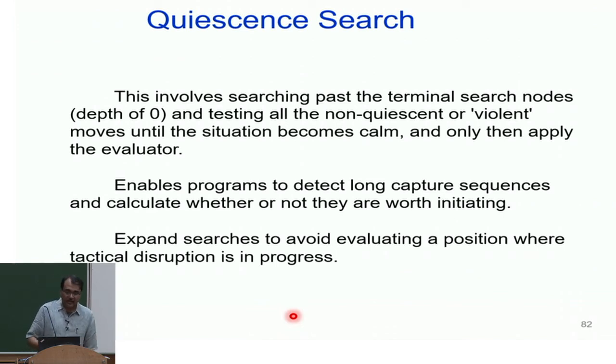So, as the slide says, this involves searching past the terminal state nodes and testing all the non-quiescent or violent moves. Violent moves means that the board is unstable until the situation becomes calm, and only then apply the evaluator. So, you do not have a fixed depth, you have a variable depth based on whether your cutoff is at a quiescent position or not. So, this enables programs to detect long capture sequences and calculate whether or not they are worth initiating. This expands searches to avoid evaluating a position where tactical disruption is in progress, where lots of things are happening. I am killing your pawn, you are killing my knight, I am killing your bishop, and so on.